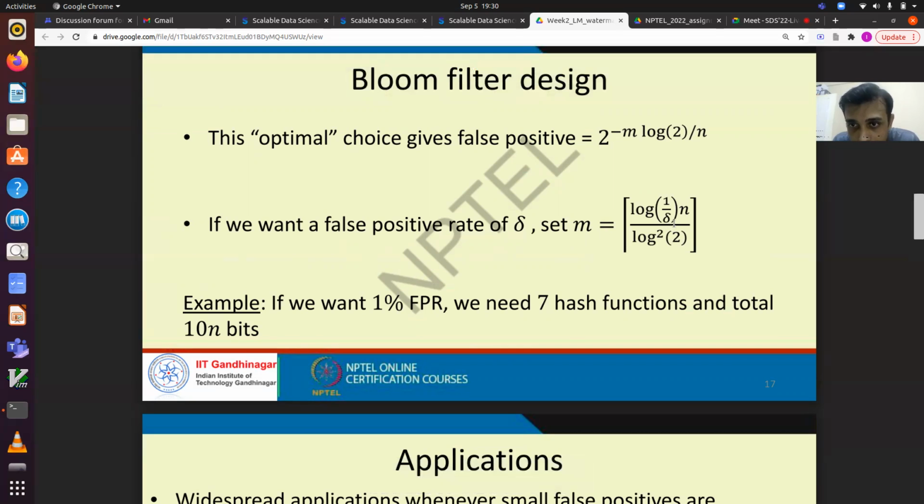So let's see. Let's say we have delta to be 1 by 100 as is here. So it's 2n by log square of 2. Right?